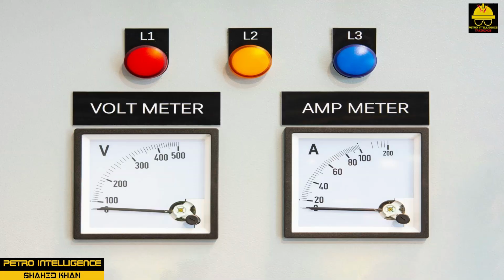Current measurement, ammeters. Ammeters are similar to voltmeters, except that they are connected directly in one line of the electric circuit. Ammeter readings are read directly from the face of the meter.